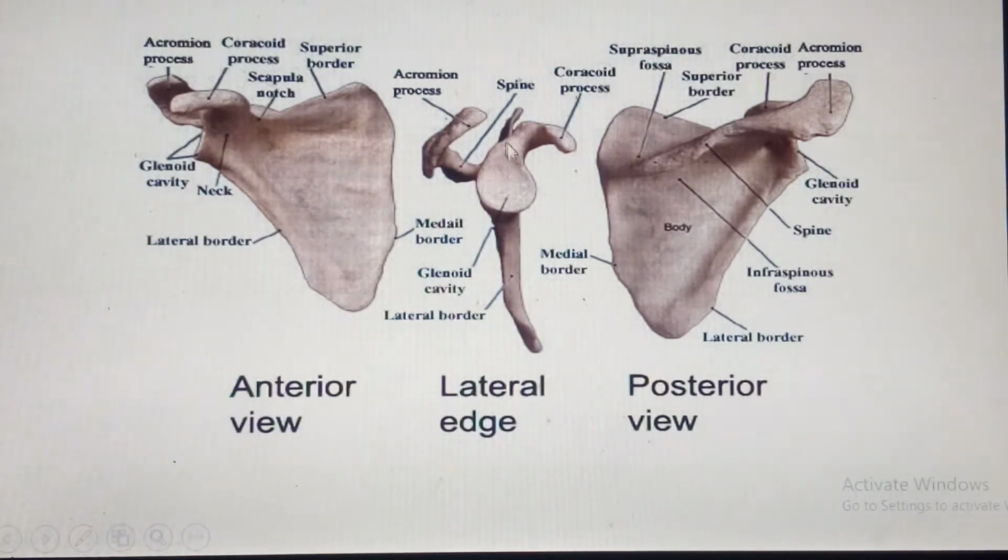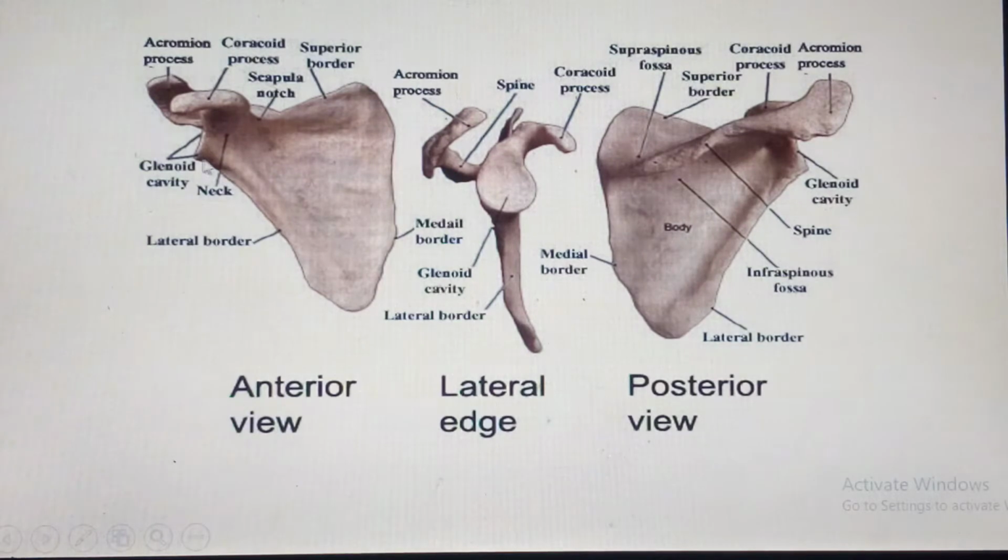So for instance, the supraglenoid tubercle will be the origin for the long head of the biceps brachii muscle. And the infraglenoid tubercle will be the origin for the long head of the triceps brachii muscle. So these will be important origins that we have over there.